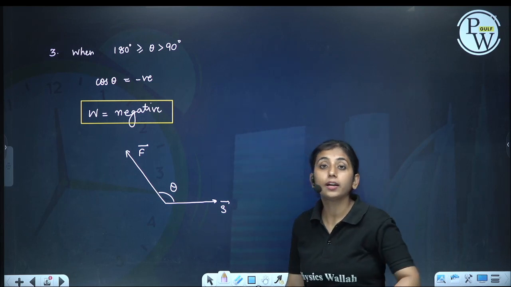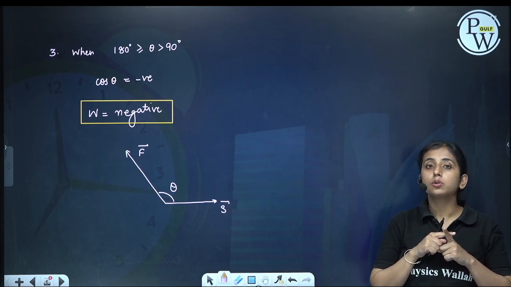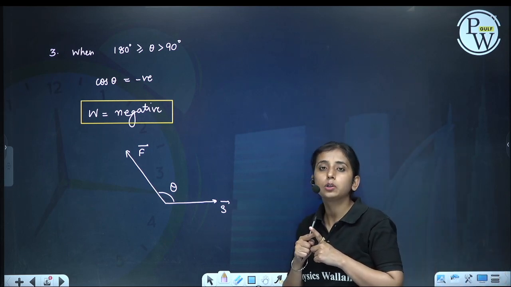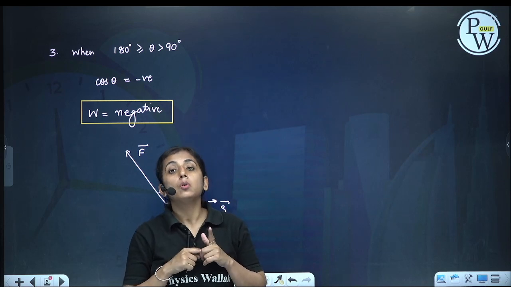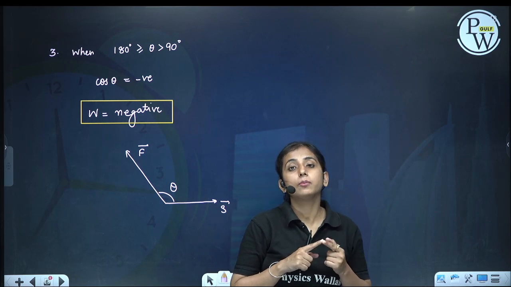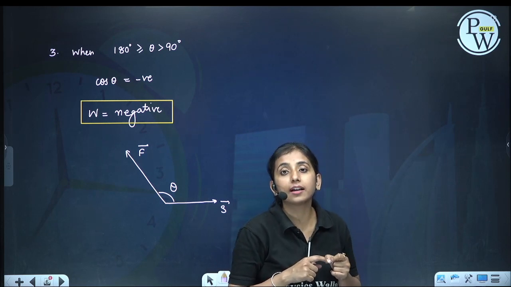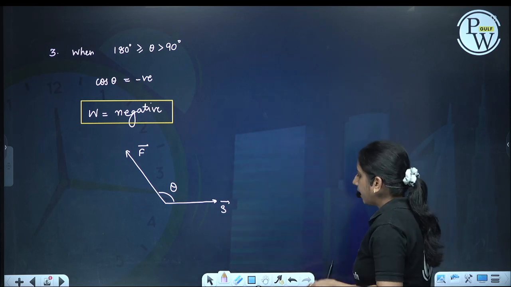This theta is greater than 90 but less than or equal to 180 degree, then my work done will be negative. For acute angle we have positive work. For theta equal to 0 we have 0. For theta equal to 90 degree we have 0 work. For theta greater than 90 and less than or equal to 180, that is obtuse angle, work done will be negative. So this is the case.